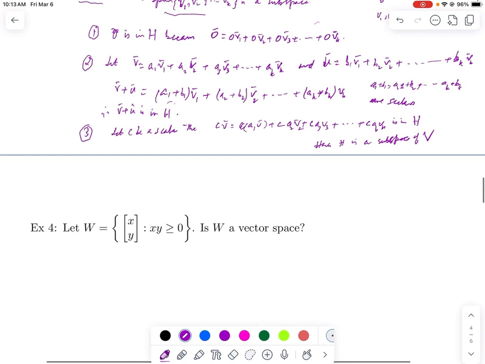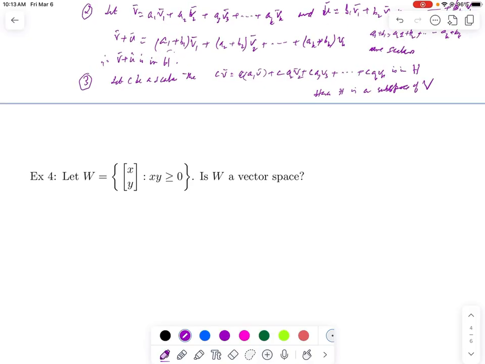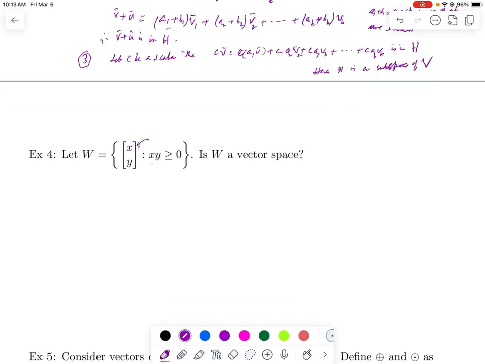Okay, let's look at the next example. This says that W is equal to the set of vectors in R2 such that x times y is greater than or equal to 0. Is W a vector space? So remember, x, y is like a point in the plane, the Cartesian plane, you can think of. This is R2.